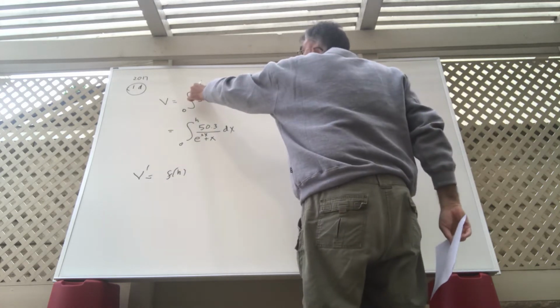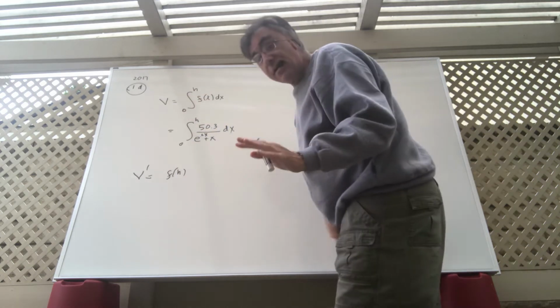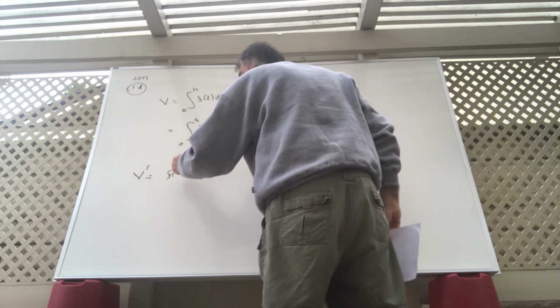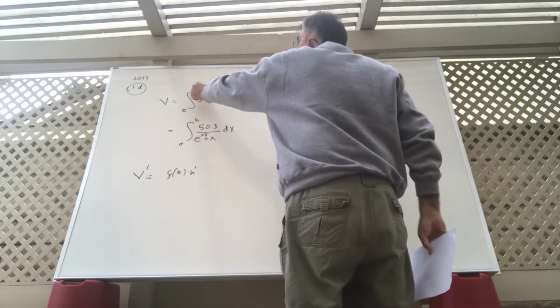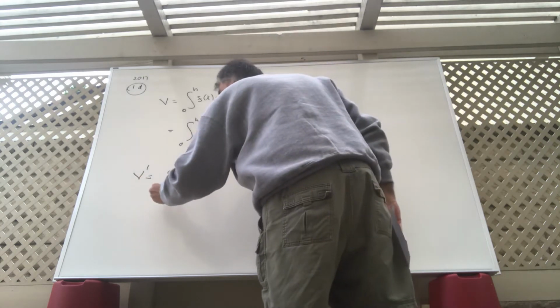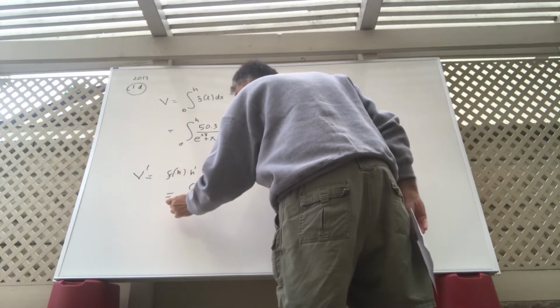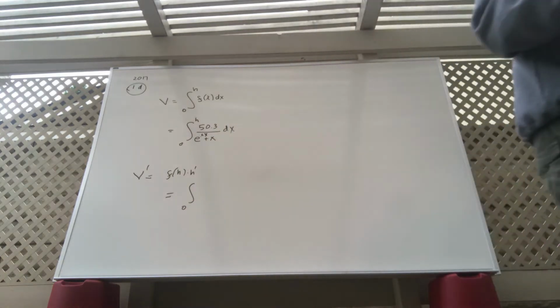You put the h in, and here's the key to the question. It's times h prime. Remember, you have to do a chain rule on whatever is there, or in other words, you can have the integral from 0. So whoa, sorry, not the integral. Hold on one second. Let me erase that.